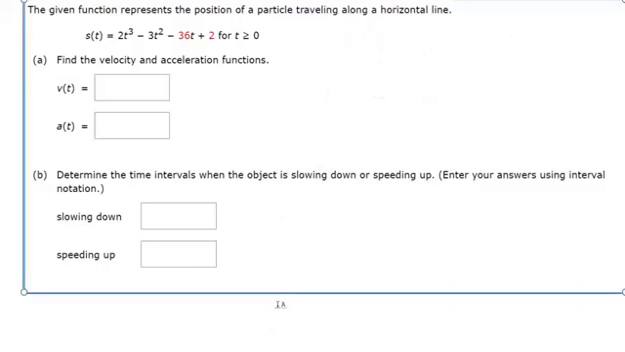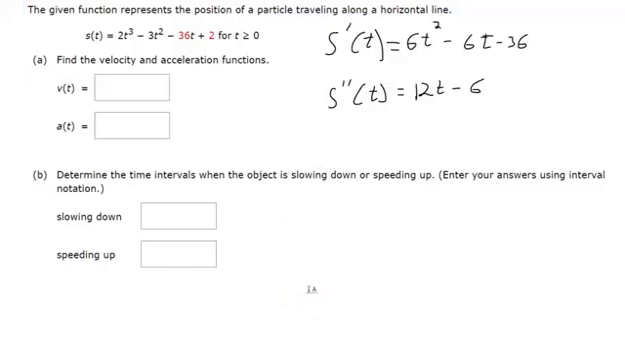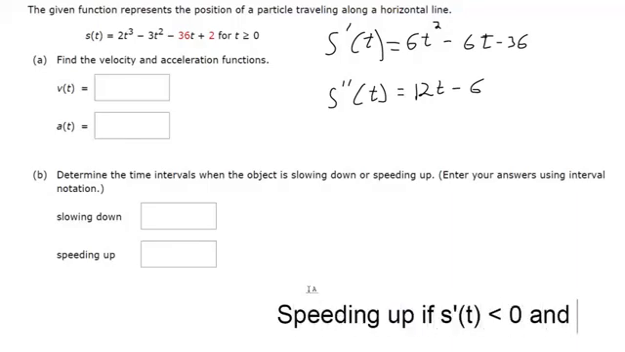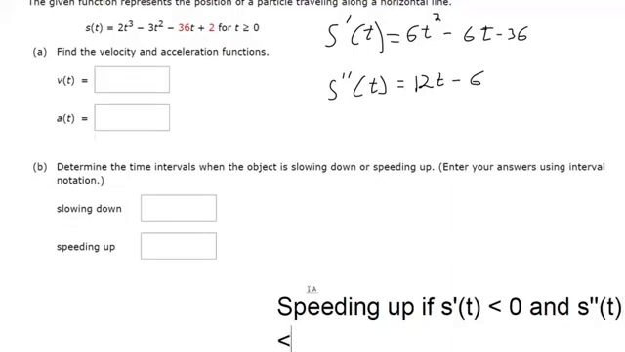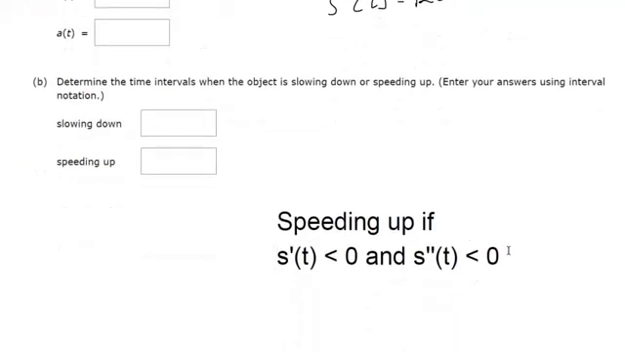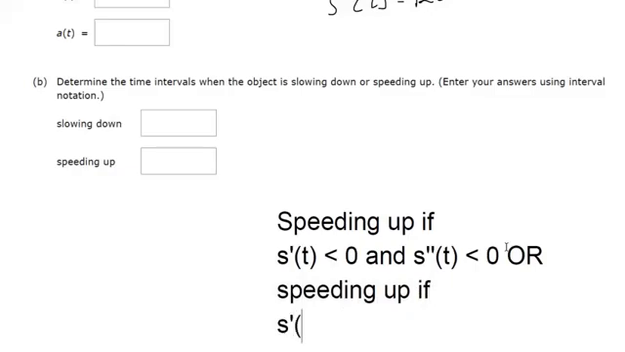Let me see where I can type this. We are speeding up if s prime of t is less than 0 and s double prime of t is less than 0. Or we're speeding up if s prime of t is greater than 0 and s double prime of t is greater than 0. Because this is the other case. This means that we're going forward with a positive velocity, and this means the slopes are increasing. So we're speeding up. We're going forward at a faster and faster rate.